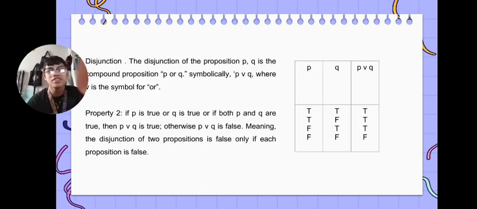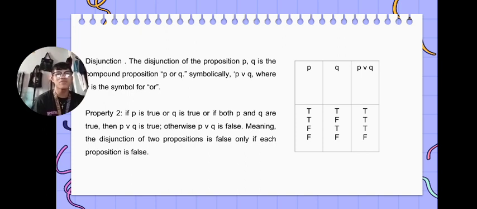Next, the disjunction. The disjunction of the propositions P and Q is the compound proposition P or Q. Symbolically, it is written with the symbol ∨, where the symbol stands for "or". Then property 2: if P is true or Q is true, or if both P and Q are true, then P or Q is true, otherwise P or Q is false.